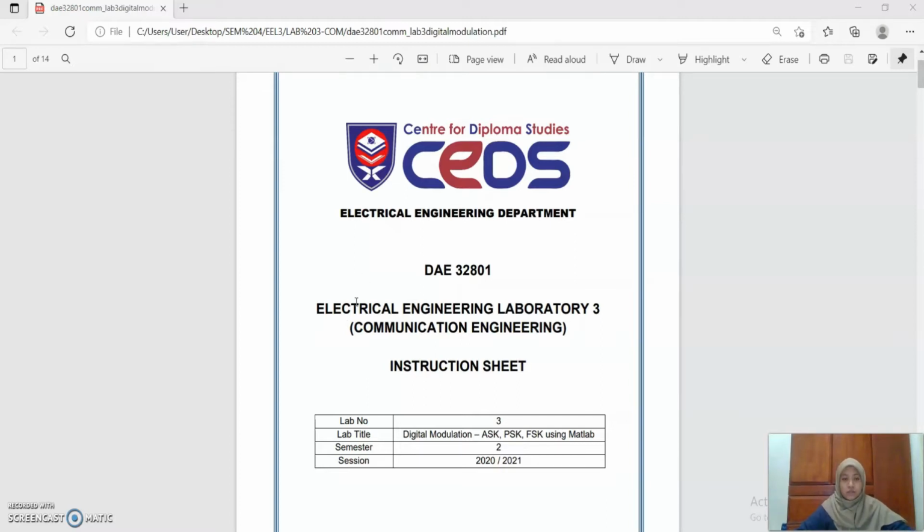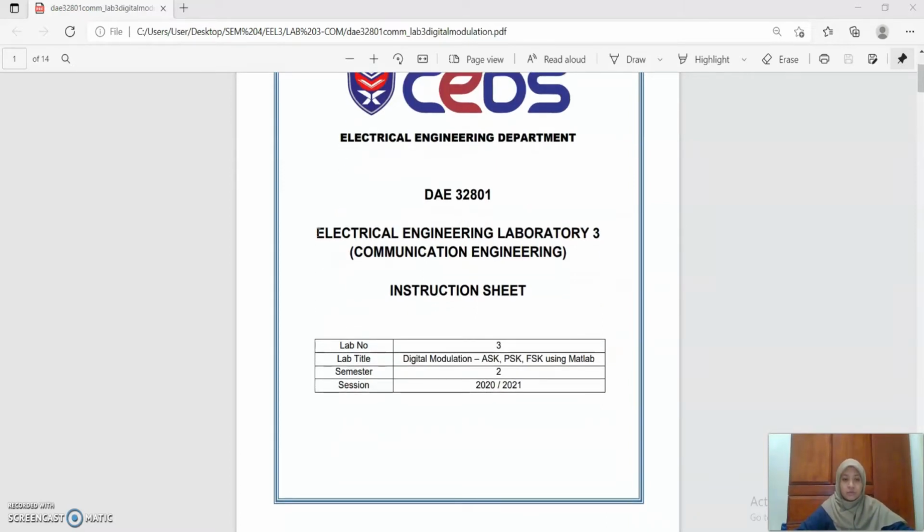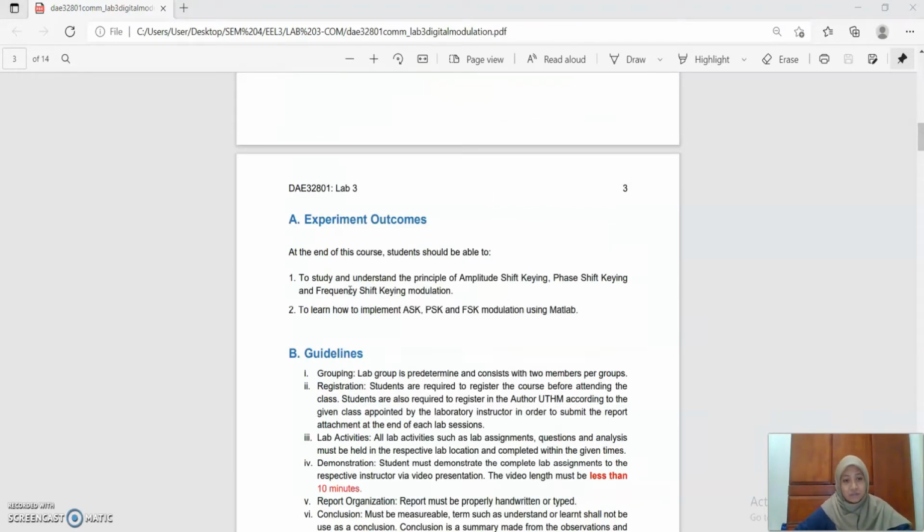Now I would like to explain how to do Lab 3 for Electrical Engineering Laboratory Communication Engineering. The lab title is Digital Modulation: ASK, PSK, FSK using MATLAB. For the experiment outcome, at the end of this course, students should be able to study and understand the principle of amplitude shift keying, phase shift keying, and frequency shift keying modulation. Next, students should be able to learn how to implement ASK, PSK, and FSK modulation using MATLAB.